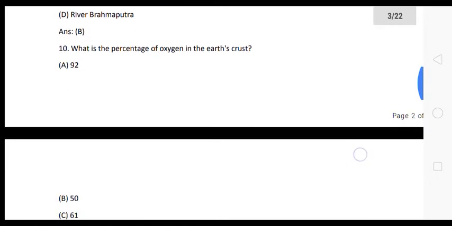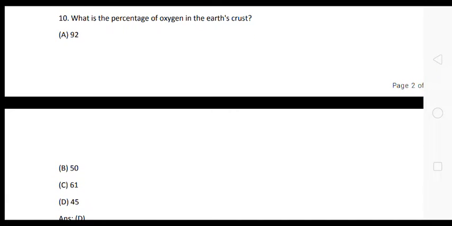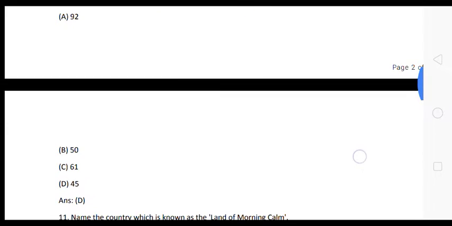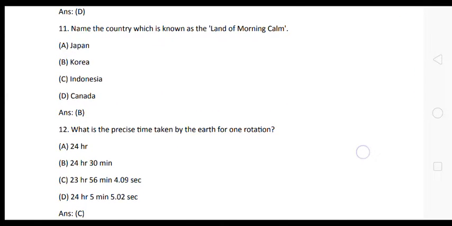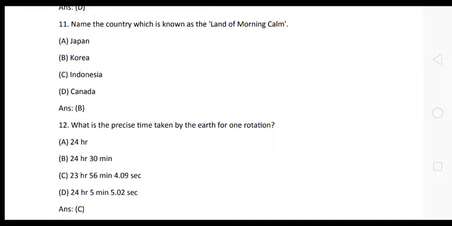The next question is: what is the percentage of oxygen in the Earth's crust? The correct answer is option D, 45. Next question is: name the country which is known as the land of morning calm. Very important question. The correct answer is option B, Korea.